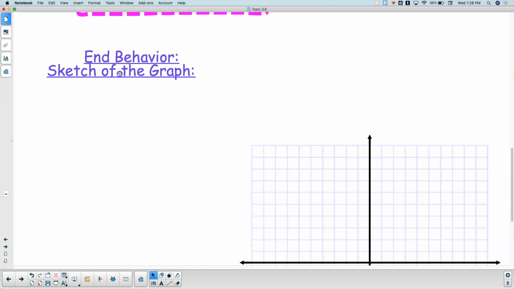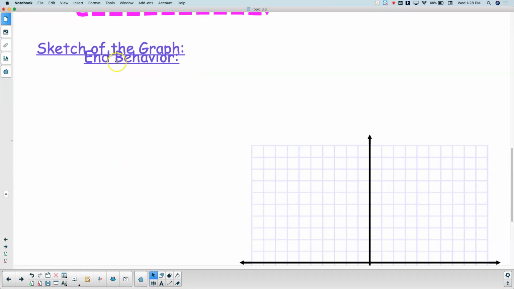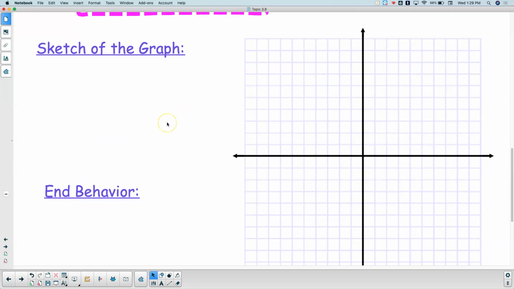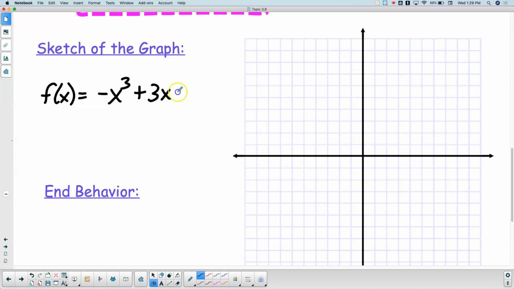So then, put that up there a little bit. And then our original function was f of x equals negative x cubed plus 3x minus 2. So based off of the 2 zeros that we have, what are some key points that this graph would go through for my sketch?